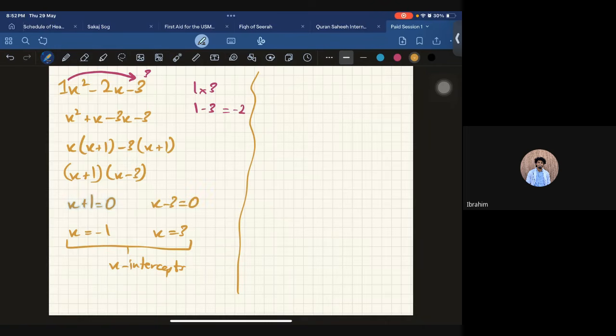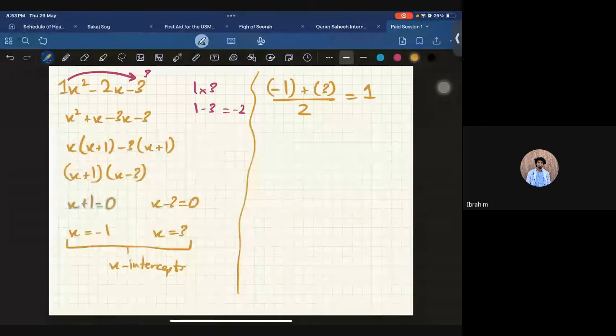Okay. So as Qasim said, if we not 2, it won't be 2. As I mentioned earlier, for the turning point using the x-intercepts, we'll add the two x-intercepts. So it's minus 1 plus 3 and divide that by 2. So 3 minus 1 will be 2. This will become 1. So the x value of the turning point is 1.